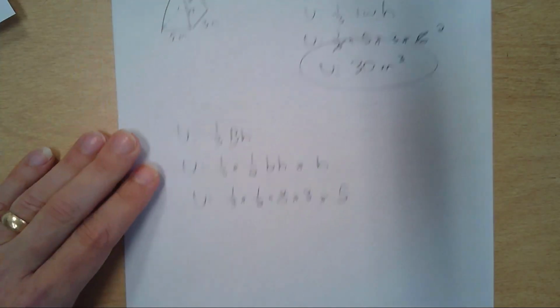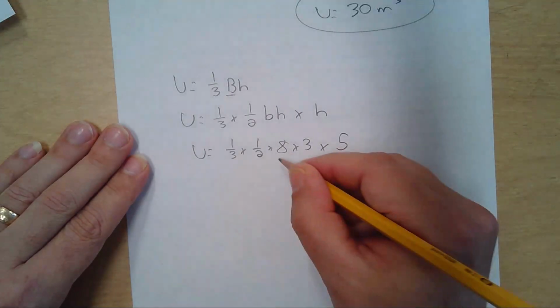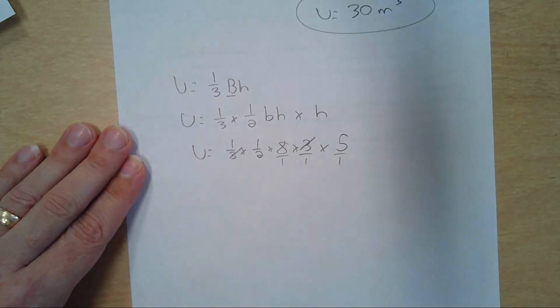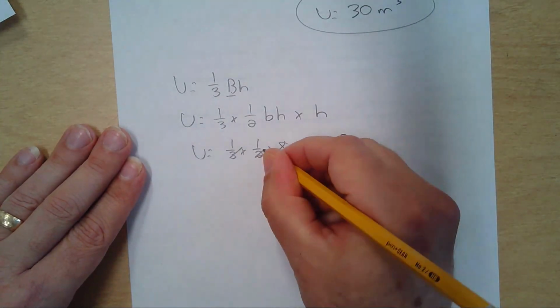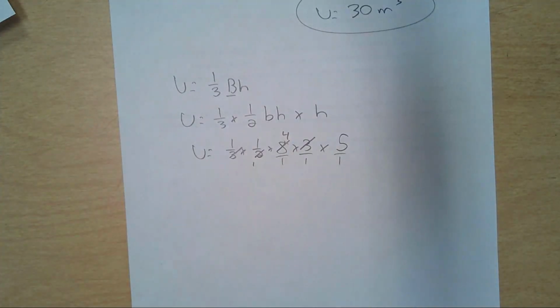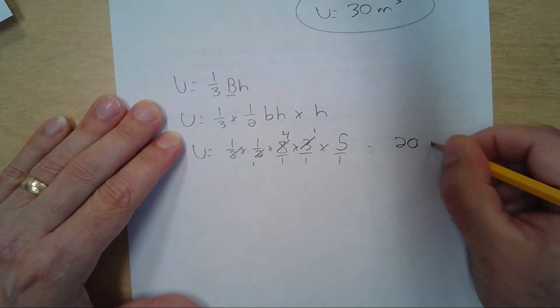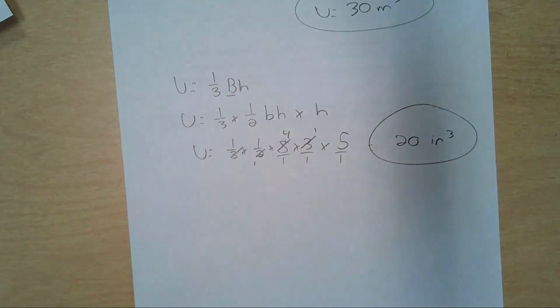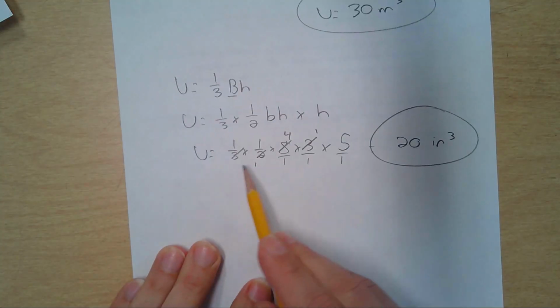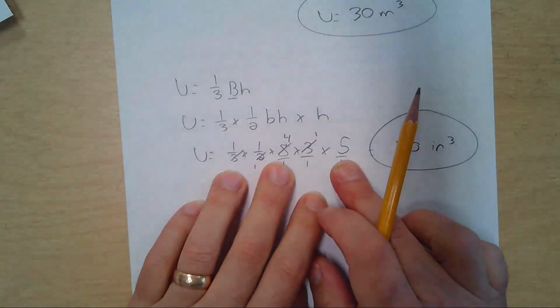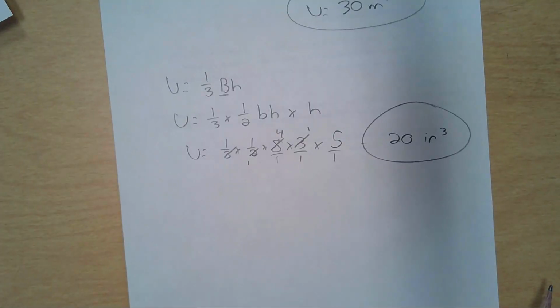So again, looking to cross simplify where I can. All these things are over 1. So the 3 and the 3 just cross each other out. The 2 goes into 8 4 times. All I'm really left with now is 5 times 4 on top, which is 20 inches cubed. I canceled out the 3, the 2, this 3, and that 8 turned into a 4. So the only thing I really have left is 4 times 5 on top. And that's it right there.